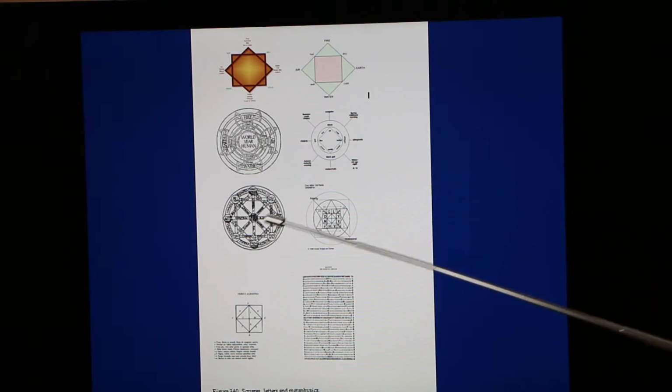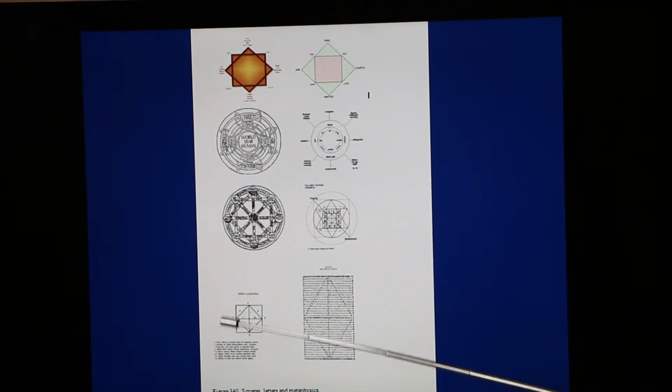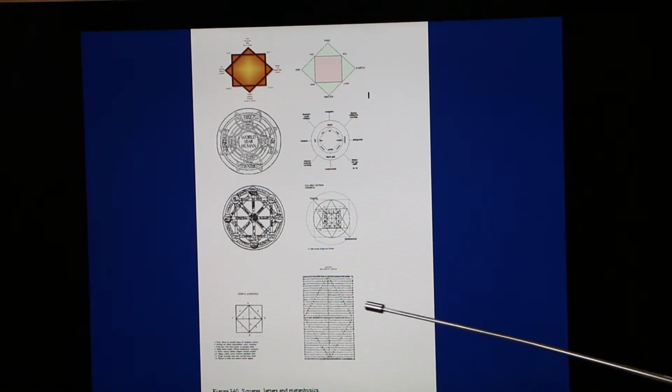Or I can do it this way, or I can start to add letters to this, or I can make letters at each of the points, or I can make a whole rectangle of letters and then start to make geometrical figures with individual letters. So the geometry helps to create a structure which at the same time functions to organize ideas and letters.